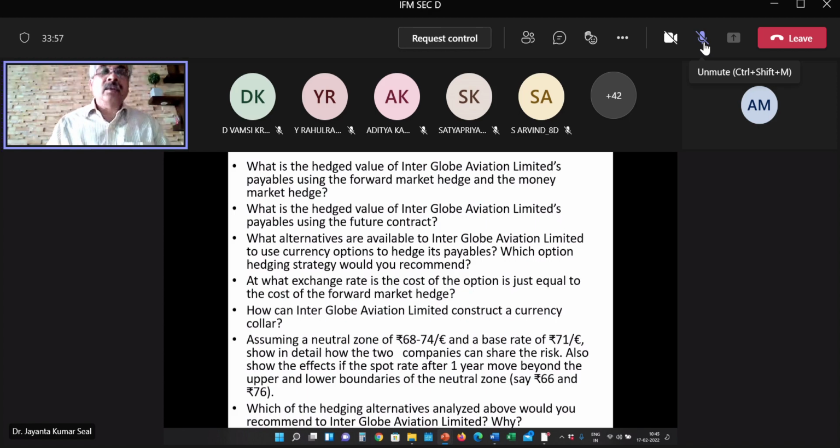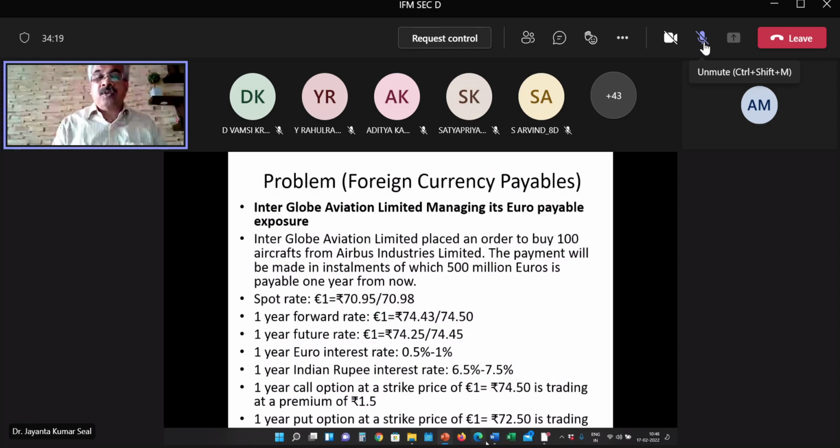Again, it is very difficult to suggest a particular method. Here we have seen that at 73 rupees, forward and option are equally profitable. If the price is more than 73, forward is more profitable. If the price is less than 73, option is more profitable. We have also seen that Indigo can write a call option at 72.5 and receive a premium of 400 million rupees. But we have also discussed that in that case Indigo does not reduce the risk. So it is there in the risk.